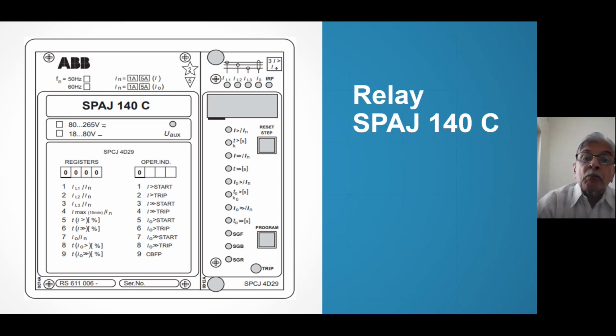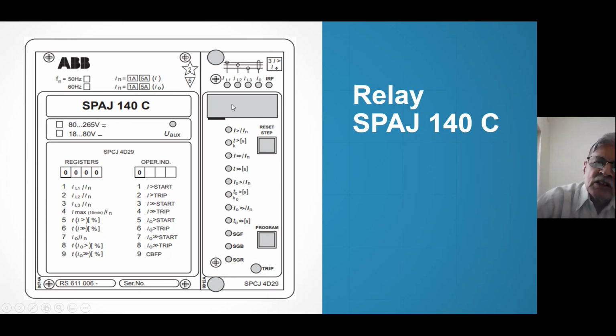Trip lamp will come if anything wrong happens with the relay. If the relay trips, then trip lamp will light. It's a red lamp, and there is one lamp IRF. You can see one lamp IRF. That is internal relay failure. If relay fails, then this lamp will be there, and some code will come.